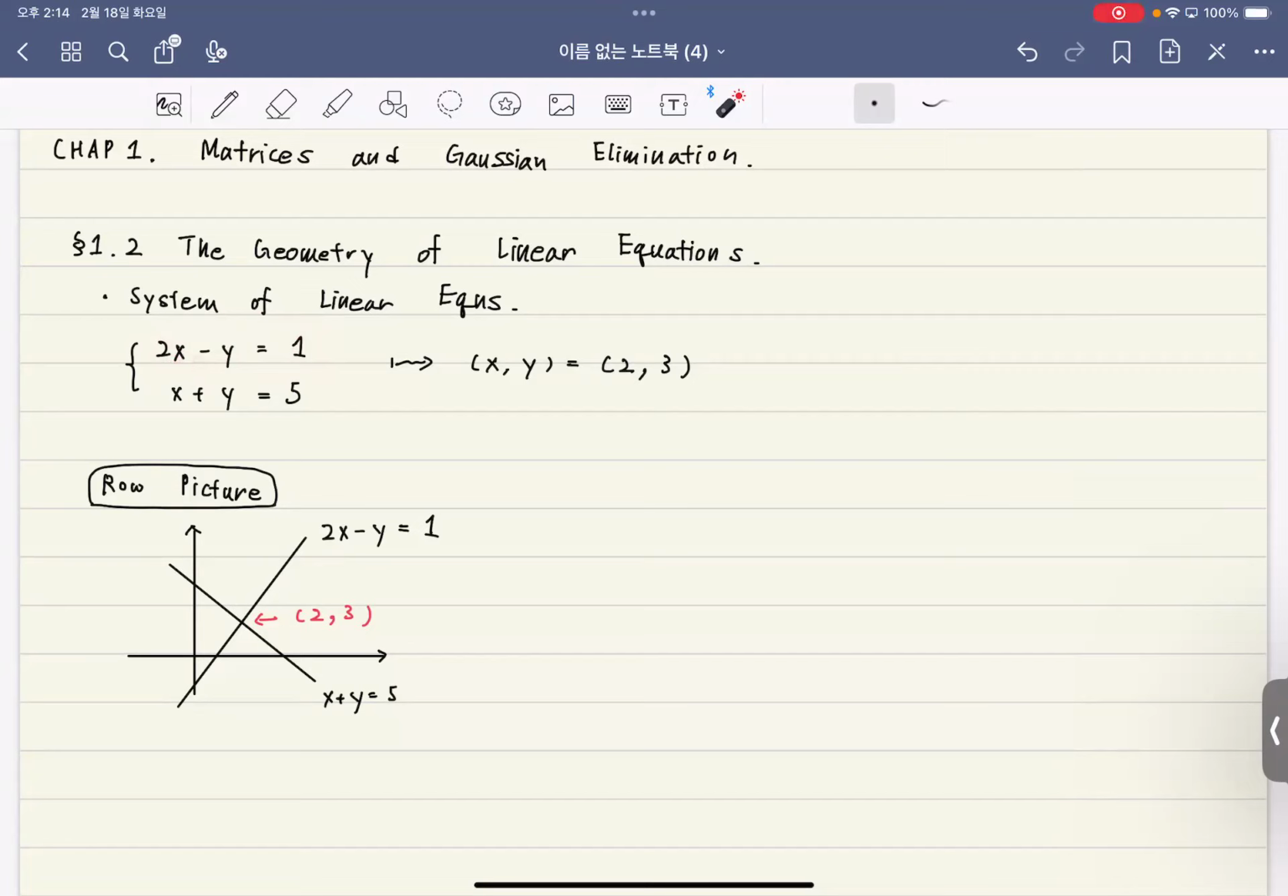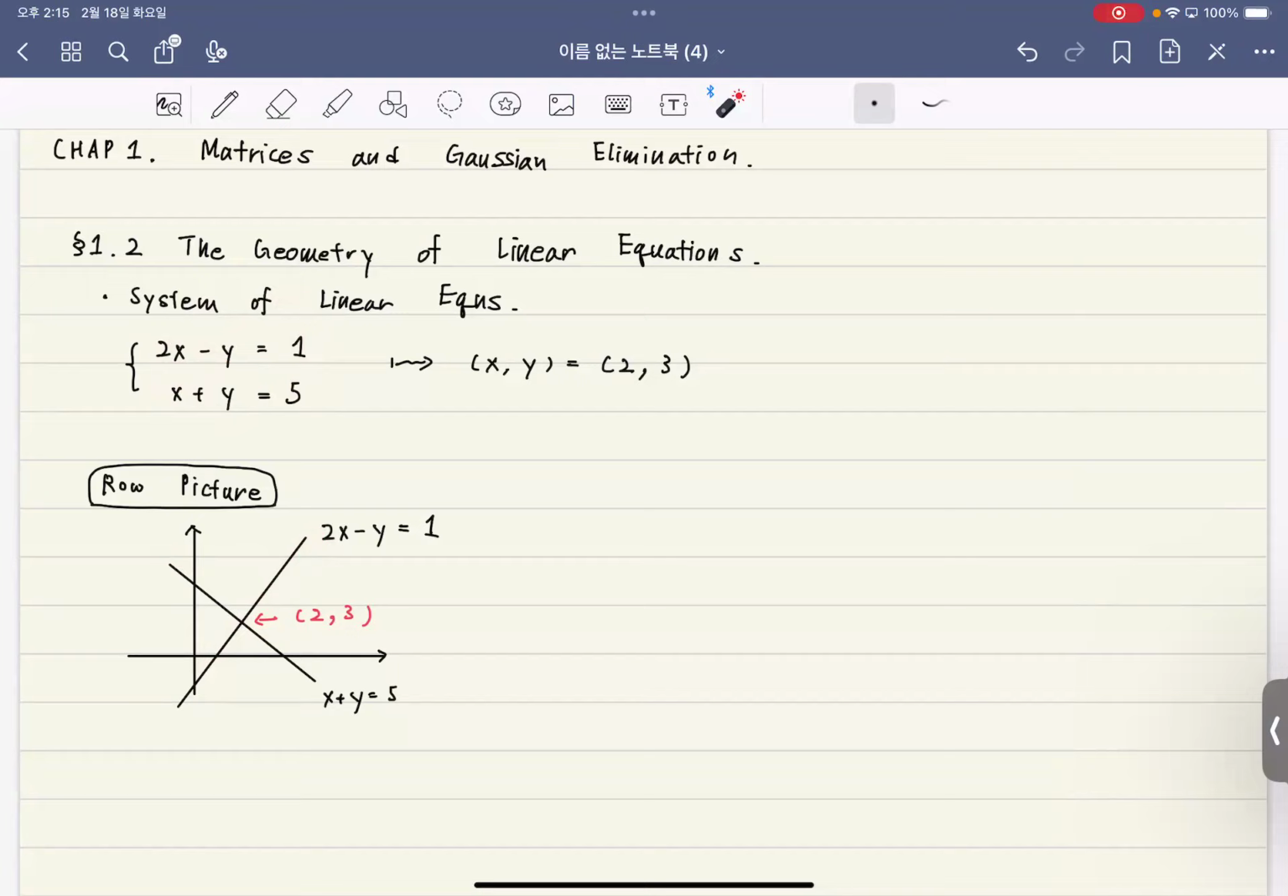Having two free variables means that everything is two-dimensional, but after I impose one constraint, the set of all x and y satisfying this one constraint should be a 2 minus 1 dimensional geometric object, which is a line, right? So this is why we have a 2 minus 1 dimensional geometric object, which is a line corresponding to each of these rows. So this is what I mean by the row picture of the system of equations.